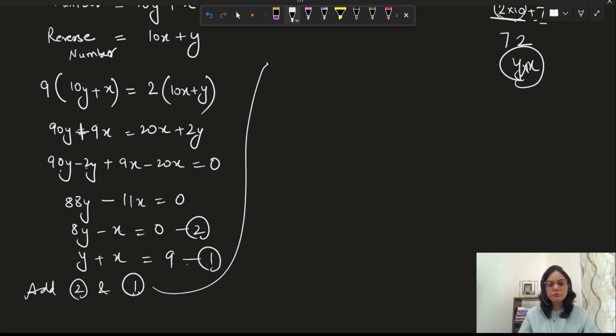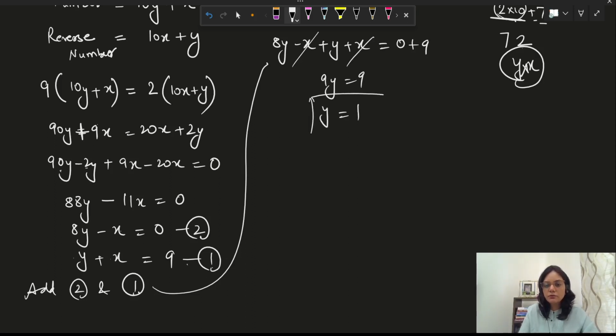So let's move it here and solve it. When you add them, it will be 8y minus x plus y plus x, 0 plus 9. So I'm going to cancel x over here because they are of opposite signs, so I added only. Okay, so it becomes 9y is 9, so y comes out to be 1. When y comes out to be 1, I can substitute it in the first equation. y plus x is 9, so 1 plus x is 9, so x comes out to be 8.